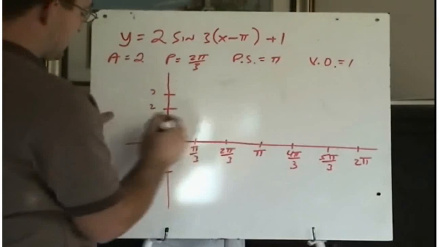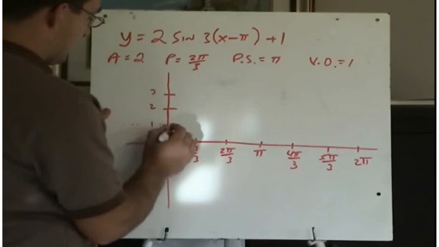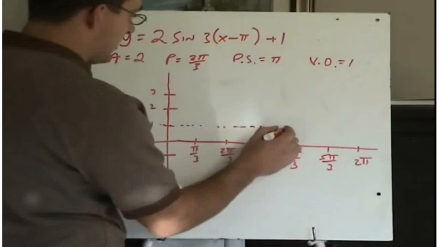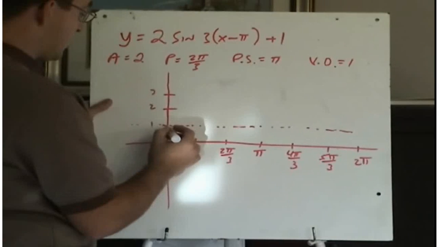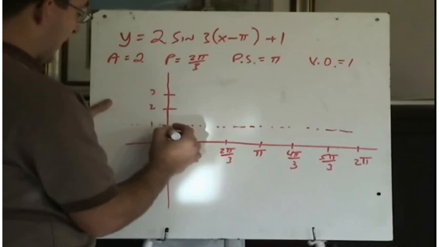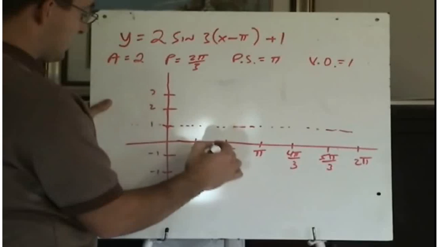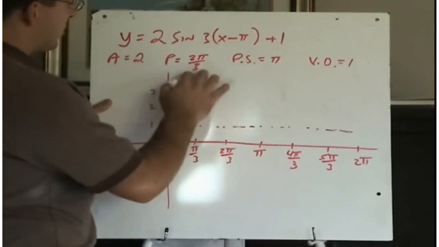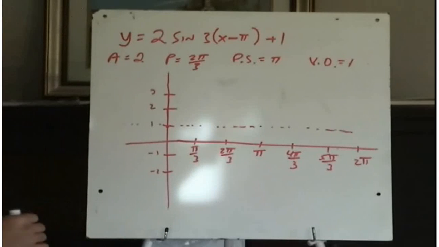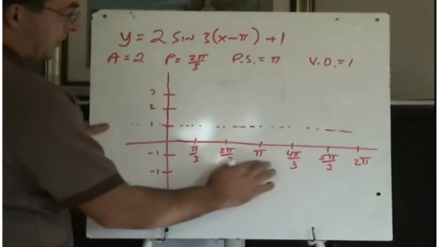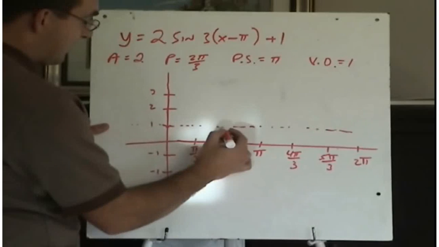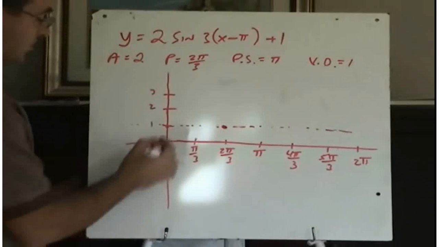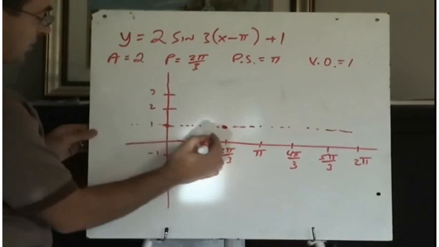I know that this needs to have a vertical displacement of 1. So my center line has to be at 1. And I need to have a sine graph with an amplitude of 2. So if I started here, I would need to have a sine graph going up 2 and down 2. And notice I've got to have a period of 2 pi over 3. So I've made my scale here in pi over 3s. And if I've got to have a period of 2 pi over 3, that means I've got to end once more right there. I've got to end at 2 pi over 3.